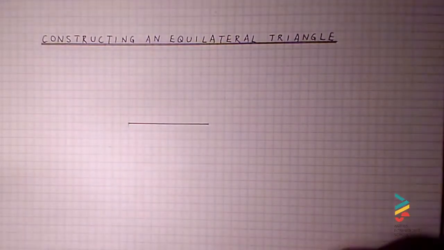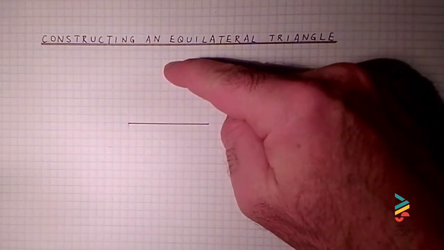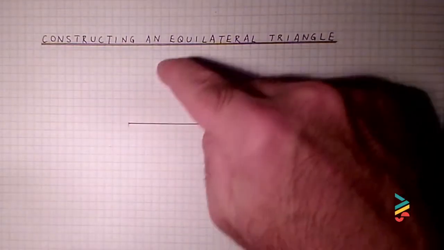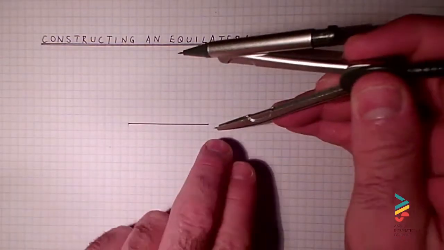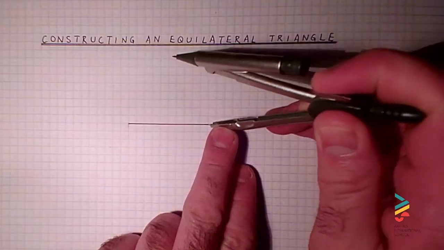Now I've got to draw another point up there to make the triangle, and it's got to be 5 centimeters from each of the ends of the line I've just drawn, because in an equilateral triangle all of the sides have to be the same.